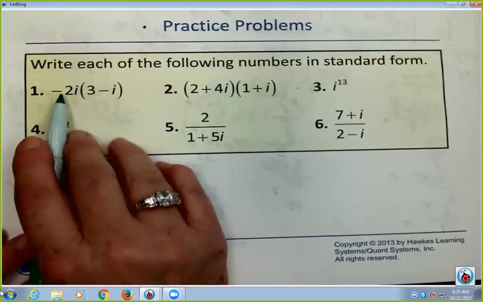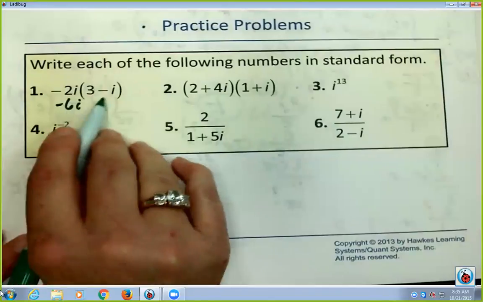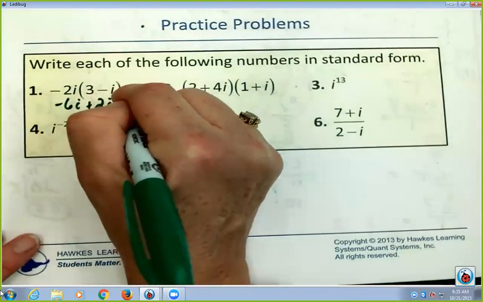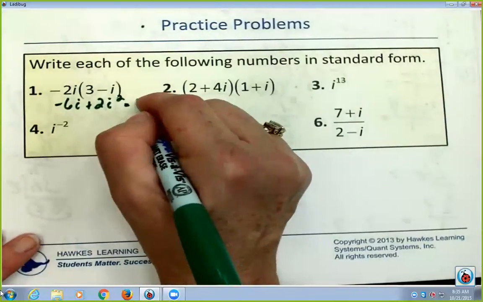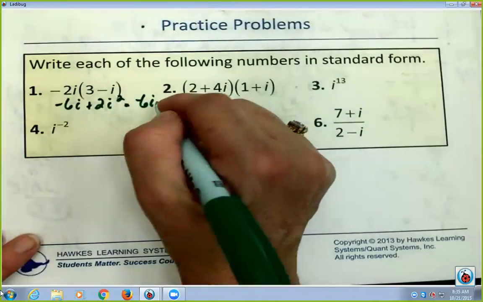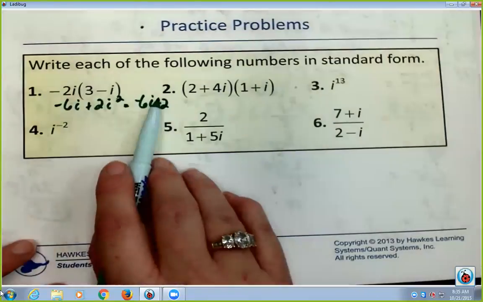So in this case, negative 2i times 3 is a negative 6i. Negative 2i times a negative 1 is a plus 2i squared. So this whole thing is really going to equal a negative 6i, i squared is negative, minus 2. And I cannot do anything else with it. So keep that in mind when you work with those.